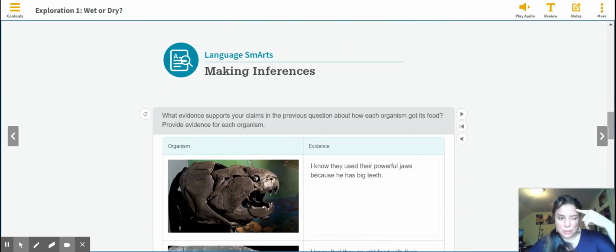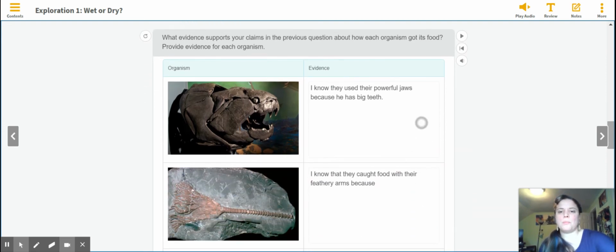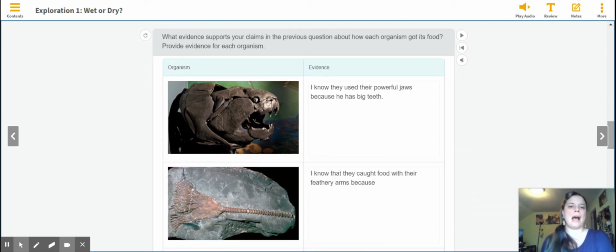So now we have to make some inferences, and inference is just a fancy word for drawing conclusions. How we draw conclusions is we take stuff from the text, or in this case from the picture, and from our brain, and put it together to come up with an answer, okay? So what evidence supports your claims in the previous question about how each organism got its food? I know, when we're looking at this guy, we're going to use our I know because, okay? I know they use their powerful jaws because, and then you're going to go ahead and look at him. How do we know he used powerful jaws to get his food?